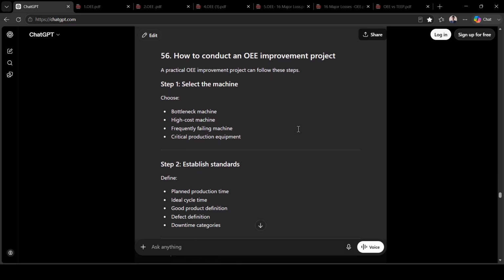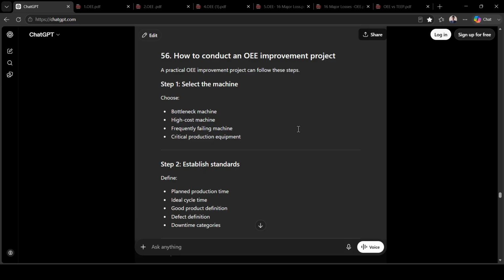So, how to conduct an OE improvement project? A practical OE improvement project can follow these steps. Step 1. Select the machine. Choose a bottleneck machine, high cost machine, frequently failing machine, or critical production equipment.